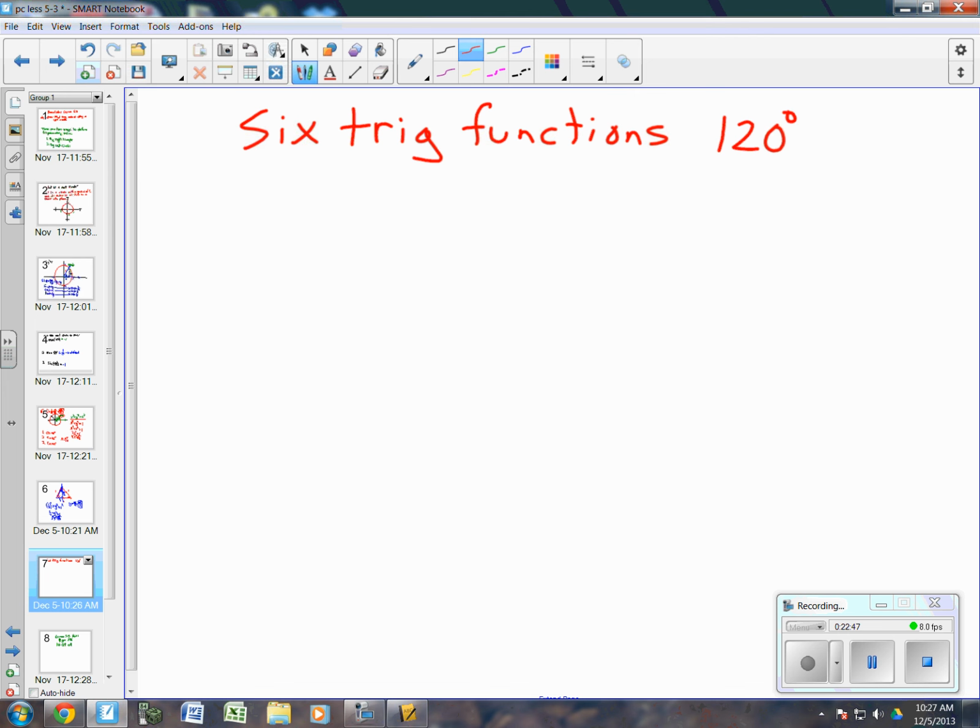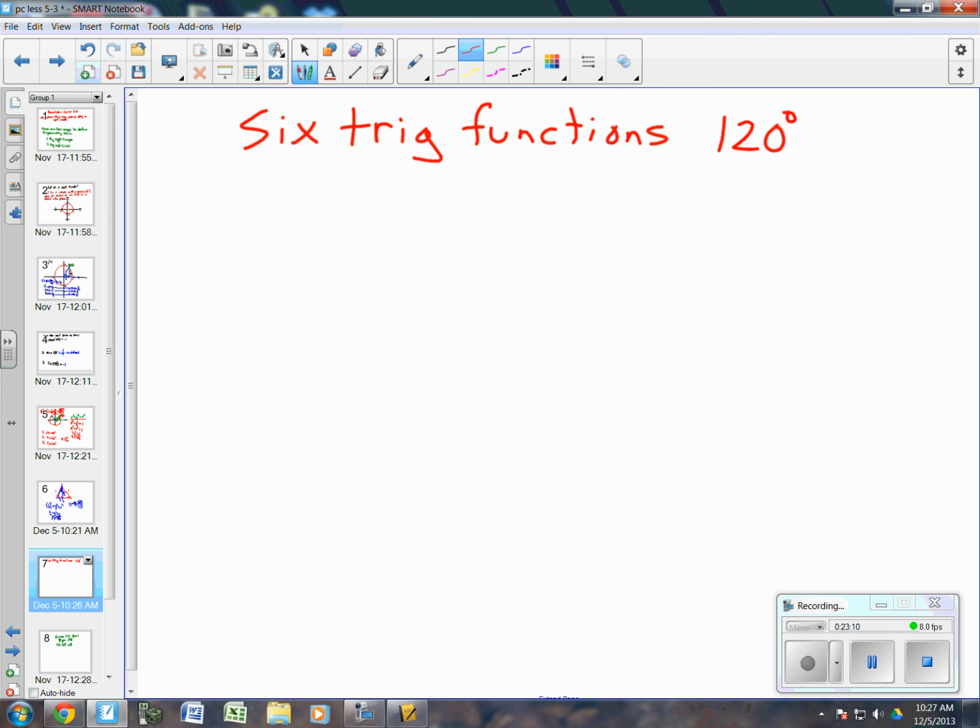Now, I want you to notice, though, this 120-degree angle, the x-coordinate, we went left, so it's what? Negative. And you can see it's a negative 1/2 up here. And the y-coordinate, we went up, so it's still positive. So every x-coordinate is going to be negative 1/2. Every y-coordinate is going to be square root of 3 over 2.